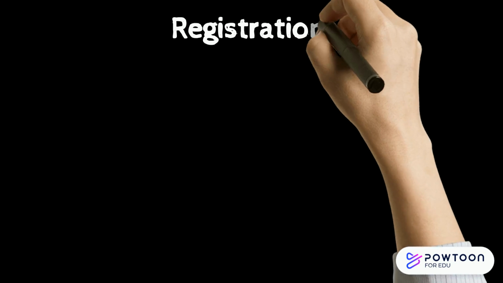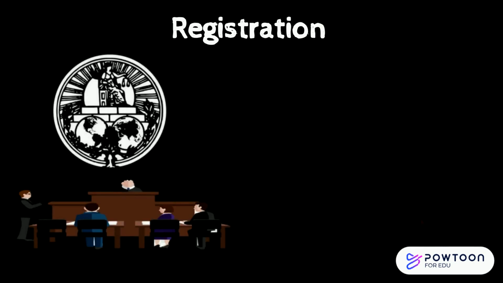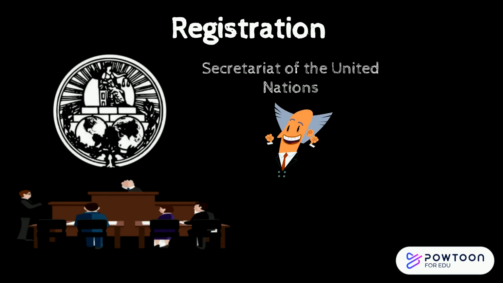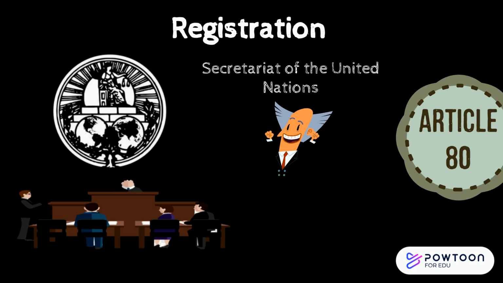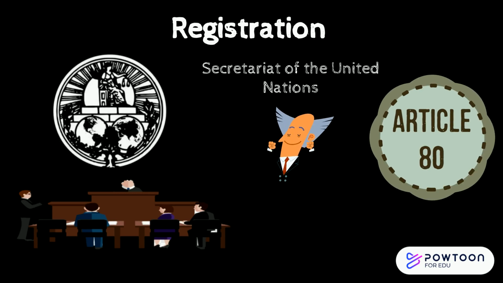In order to be able to rely on the provisions of a treaty before a United Nations organ, that treaty must be registered at the Secretariat of the United Nations in accordance with Article 80 of the Vienna Convention on the Law of Treaties.